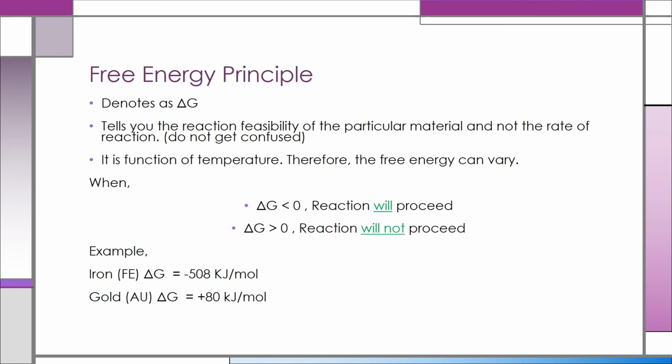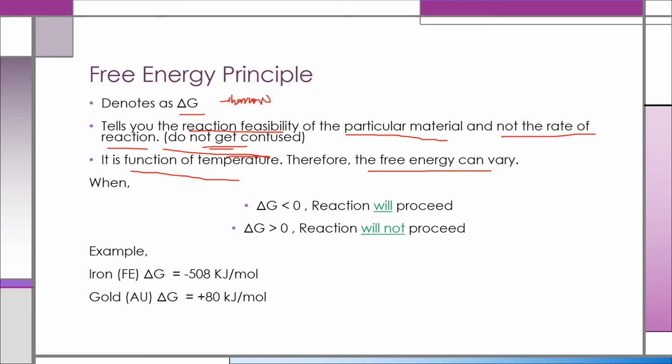Okay, what is the free energy principle? It is denoted as delta G. It's the thermodynamic principle that tells you the reaction feasibility of the particular material, whether you will form oxide or not, but it will not tell you the rate of the reaction, so do not get confused. It might be part of some questions. If you are taking corrosion engineering, this might be tricky, and this is a function of temperature. Therefore the free energy will go up or down depending on the temperature.